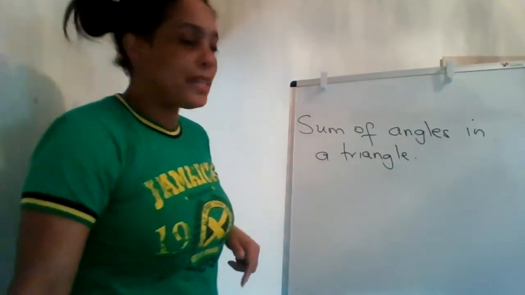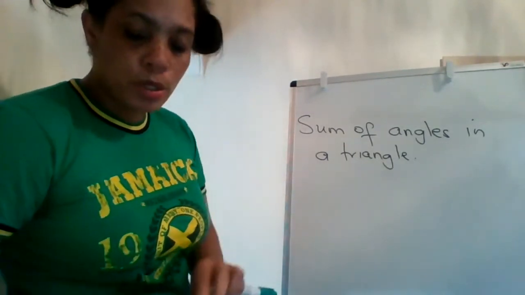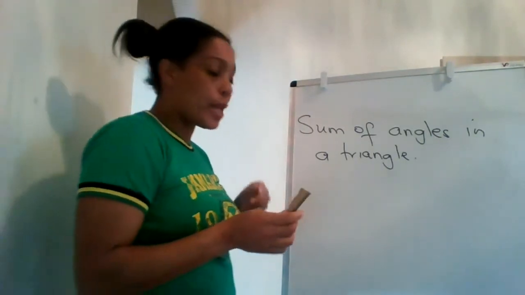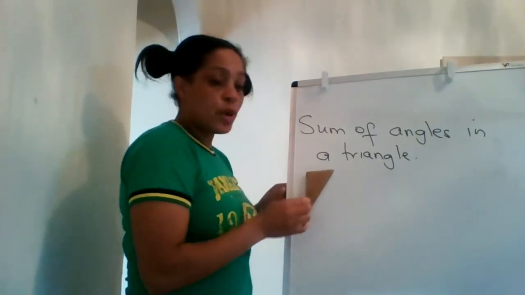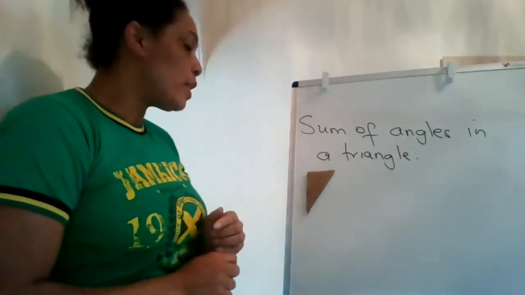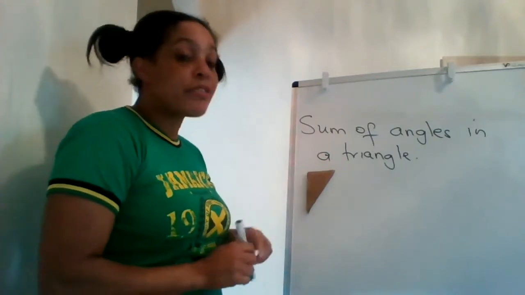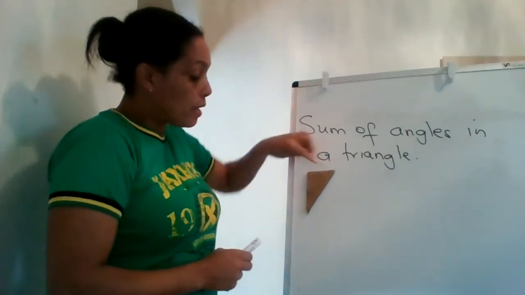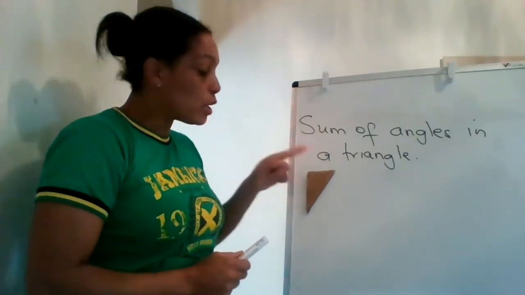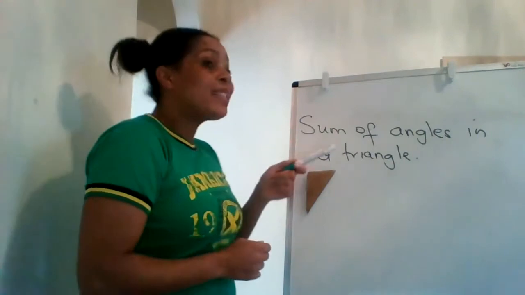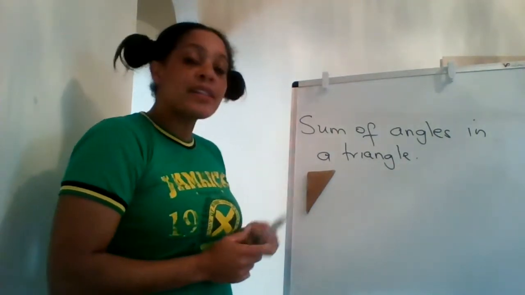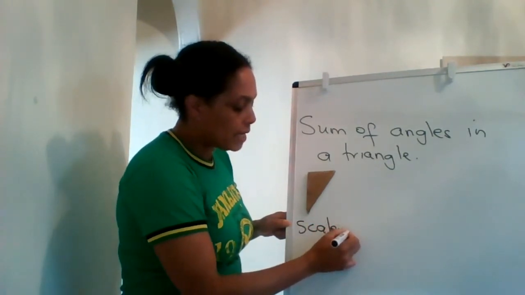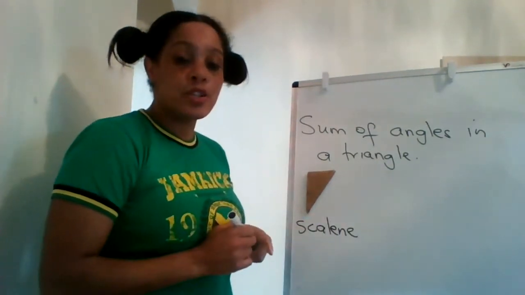So, as I said, today we're going to be talking about angles in a triangle. First thing, let's talk about the different triangles that we have. We have that triangle there. What do we notice about that triangle? All the sides are different length and all the angles are different size. This one is bigger than that one and that one is bigger than that one. So they're all different size. So because the sides are different length and the angles are different size, this is what we call a scalene triangle. So that's a scalene triangle.